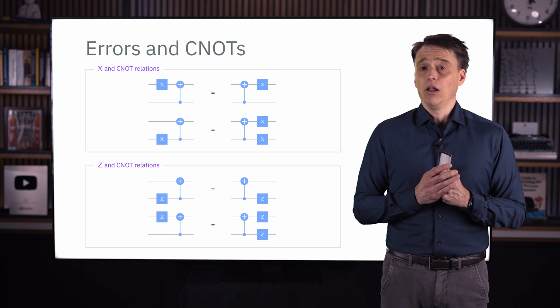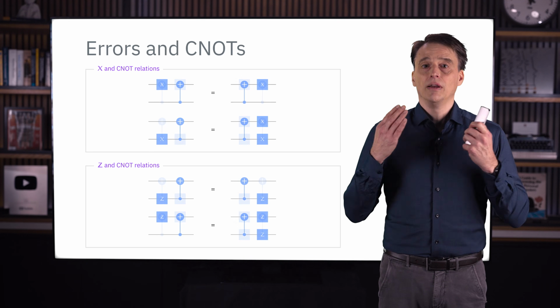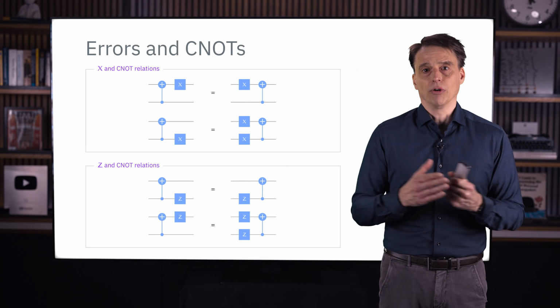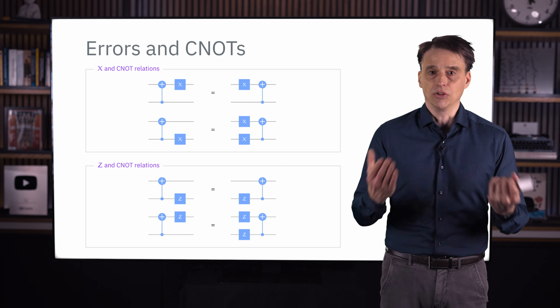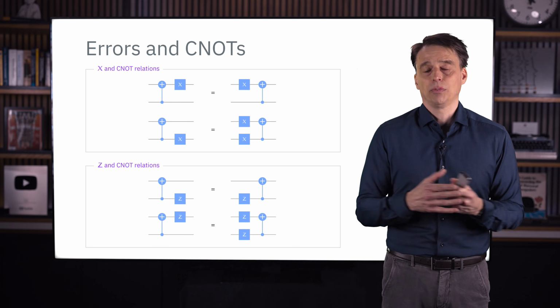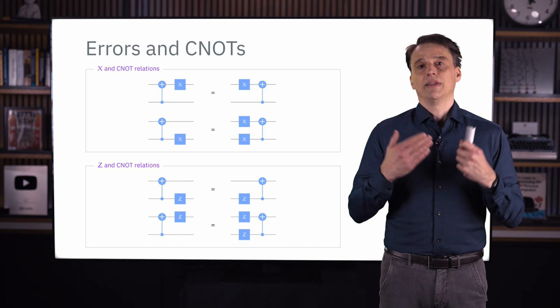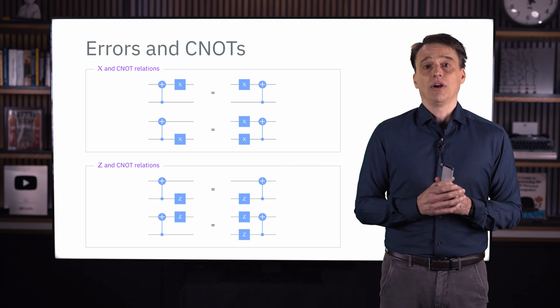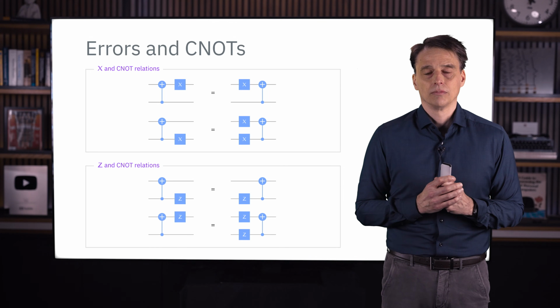And finally, all of these relationships are symmetric in the sense that we can always swap the ordering of the gates on both sides of each equation, which is equivalent to taking the inverse or the conjugate transpose of both sides, given that X, Z, and CNOT gates are all their own inverses.